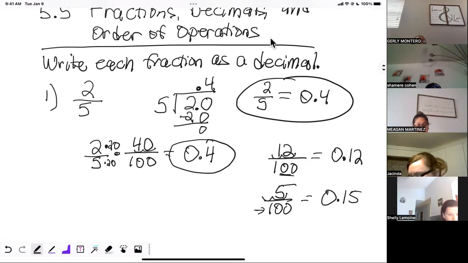I'm going to do a few of them as we go on whenever I have a multiple of 5. You can't do it unless you have a multiple of 5, something that can be divided by 5. But wouldn't that be 0.05 instead of 0.15?